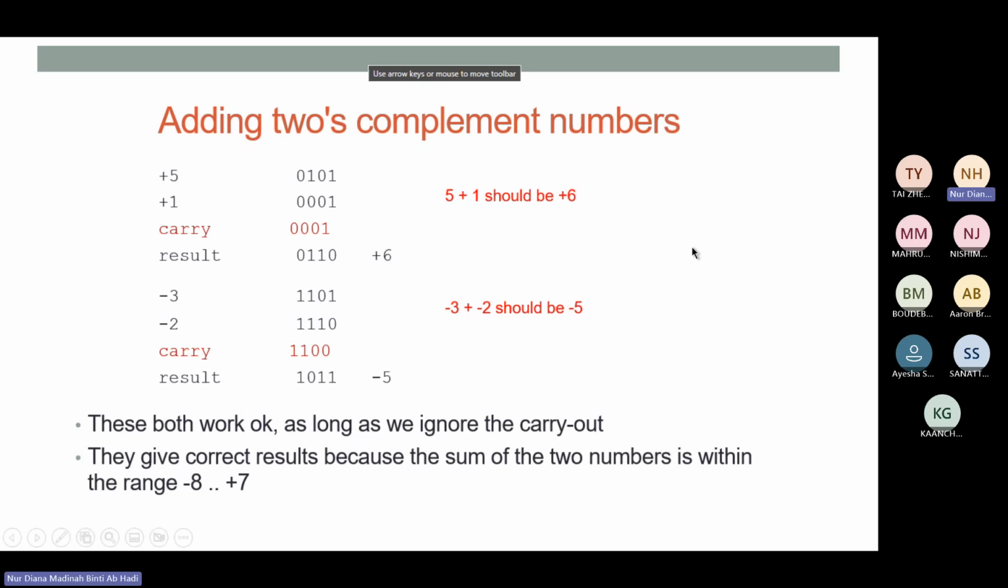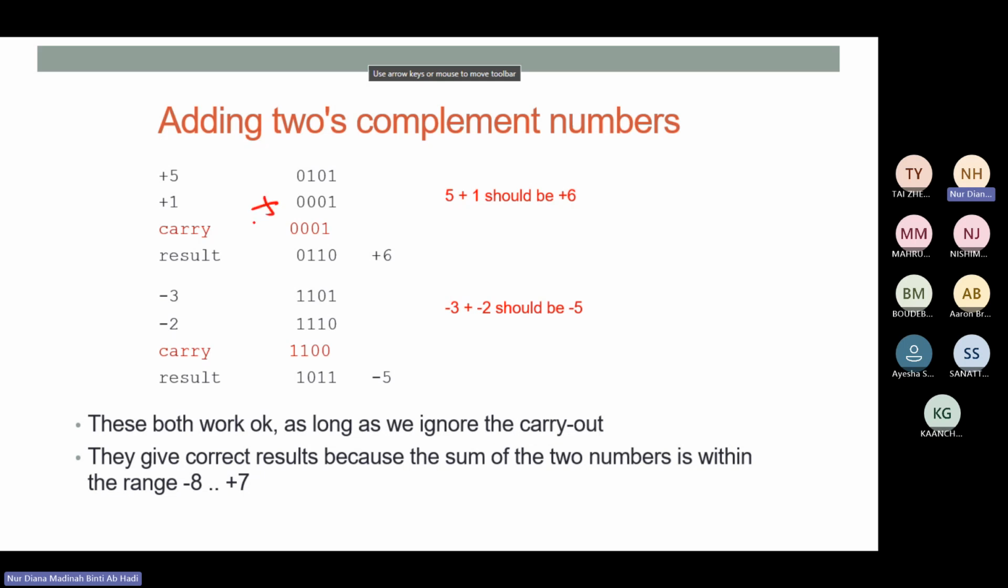In normal decimal values, it will be easy. When we say 5 plus 1, we already know it will be positive 6. If we say negative 3 plus negative 2, we already know it will be negative 5. How about binary values? It is still the same thing. How do you do the calculations?